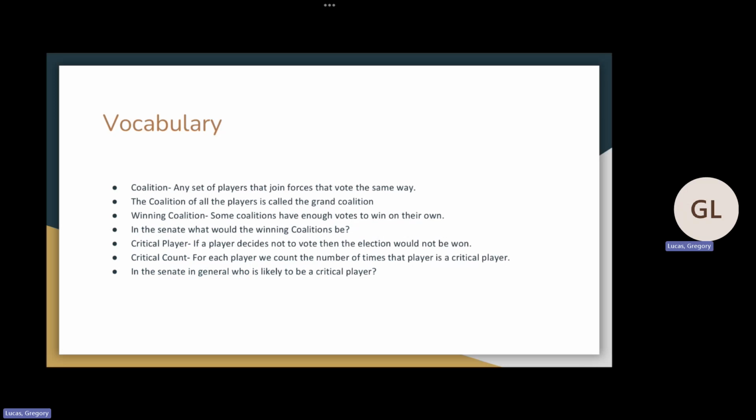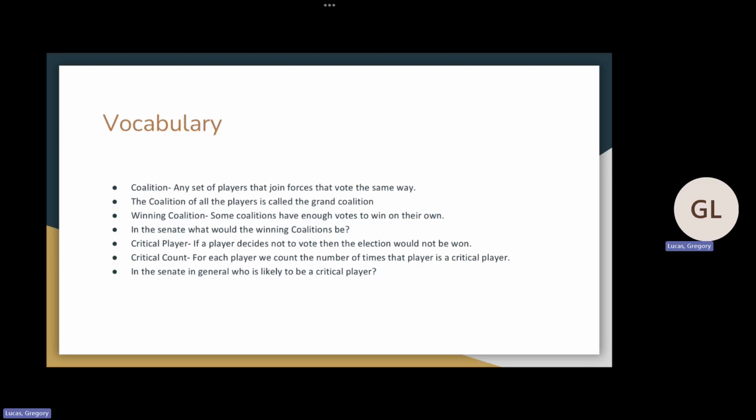Now let's define two more things. So this is where the Banzhaf power comes into play. We have what is called a critical player. A critical player is a player such that if they decide not to vote, then the election would not be won. The critical count: for each player, we count the number of times that player is a critical player.